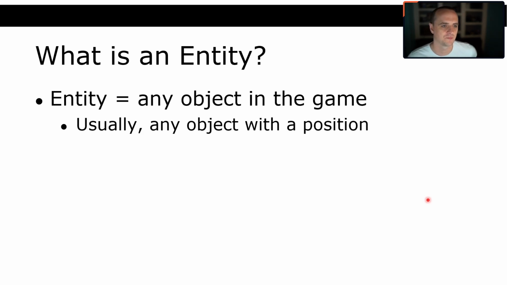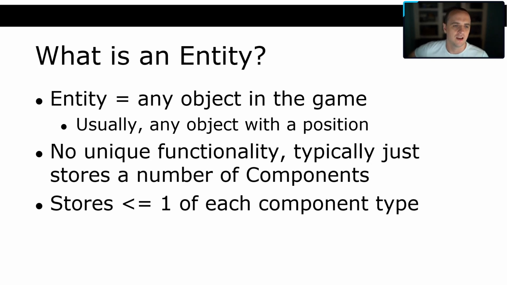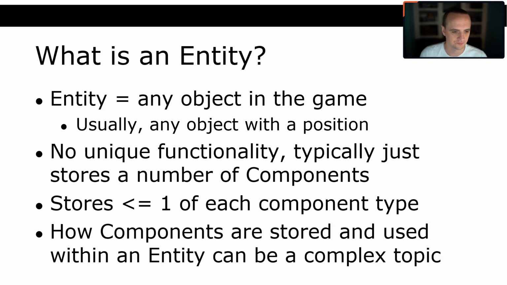So what is an entity? Well, an entity is any object in the game, and usually it's an object that has a position. So there's no unique functionality on an entity. The entity just lives and dies and stores components. It doesn't know anything about what type of game is being played, or that things can move around, or that bullets can be shot. An entity is essentially just a container for components. And a really important thing is that an entity is going to store at most one of each component type. And we'll see why that matters a little bit later.